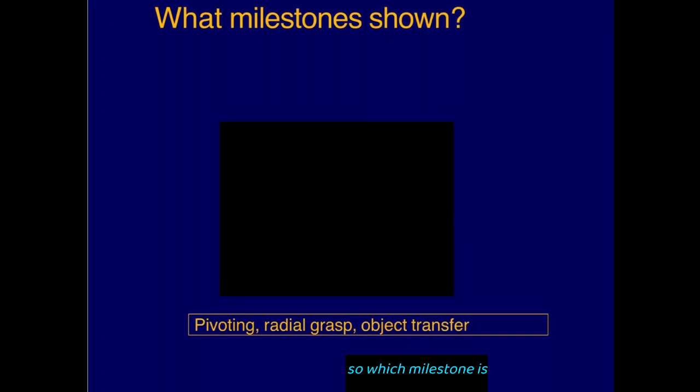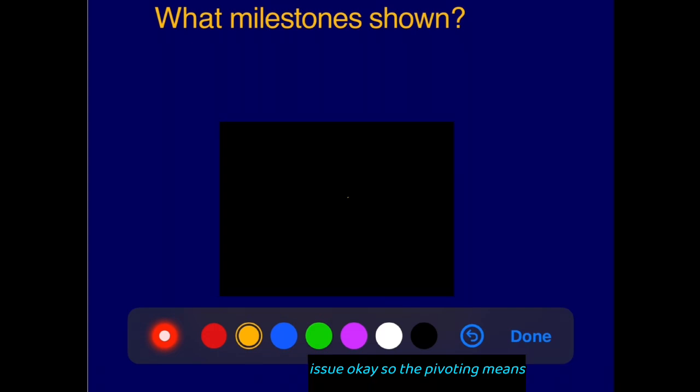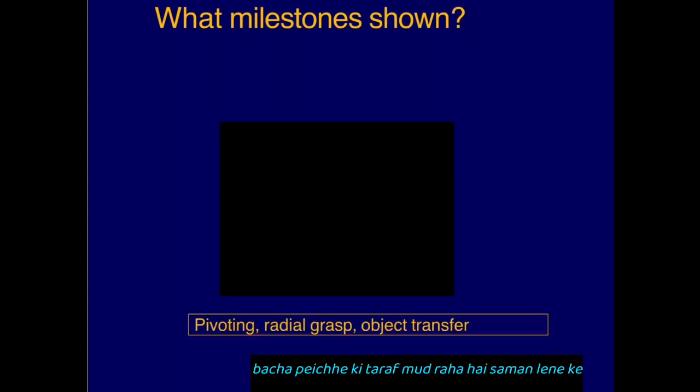So which milestone is shown? Pivoting, radial grasp and object transfer. So the baby is pivoting, which means the baby is turning backward to take something, and also has a radial grasp and can transfer the object from one hand to another.